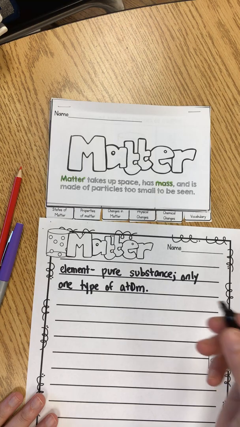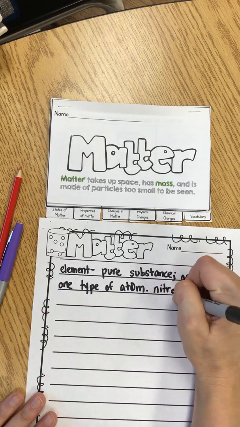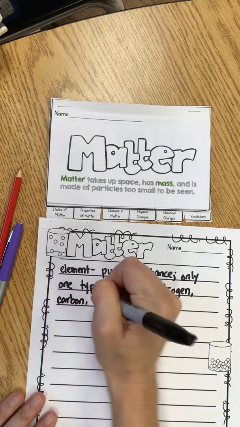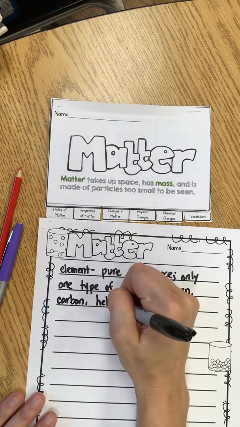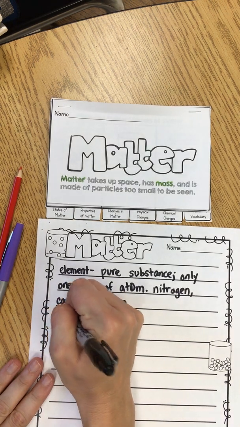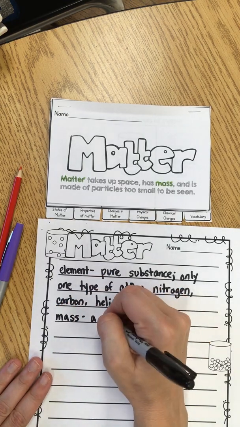Okay? So examples of elements are things like nitrogen, carbon, helium, the things that you would find on your periodic table of elements. Okay? And those are one type of matter. Now, when we talk about mass, that's a way of measuring how much matter is in something.